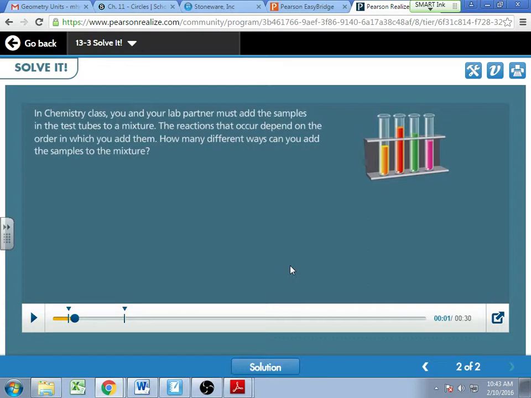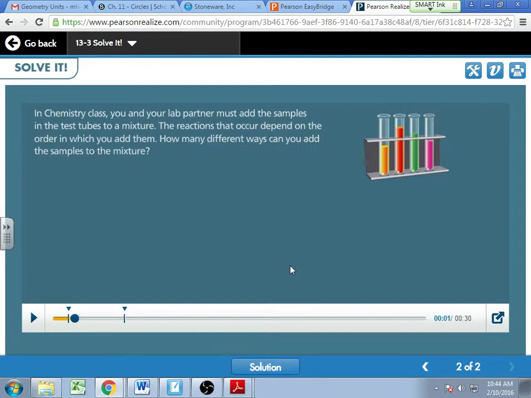So, when we talk about permutations versus combinations, that's the big difference, whether or not order matters. So in chemistry class, you and your lab partner must add the samples in the test tubes to a mixture, which always scares me because some of you guys, I think, would intentionally try to blow up the room. The reactions that occur depend on the order in which you add them. How many different ways could you add these samples to the mixture?